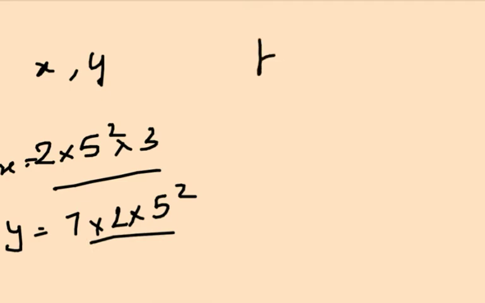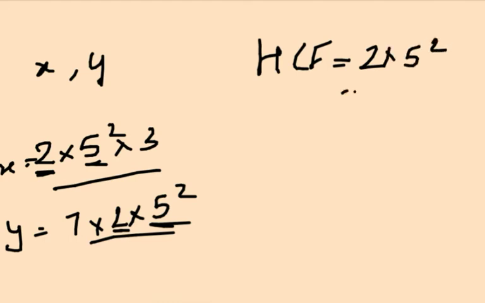So for HCF, we take the numbers which are repeating in both the factors of the numbers, such as here 2 is present in both the ones. So we write 2 here only once, and 5 square is present in both the numbers. So we write 5 square only once because it's repeating only once. So 5 square into 2 means 25 into 2 is 50.